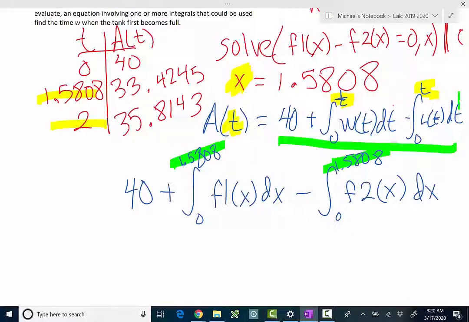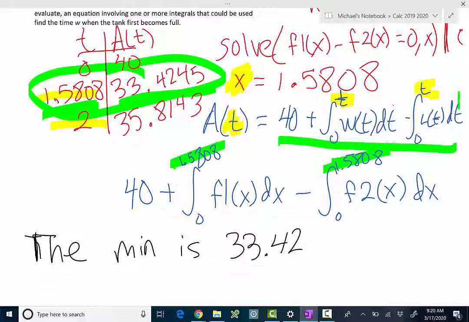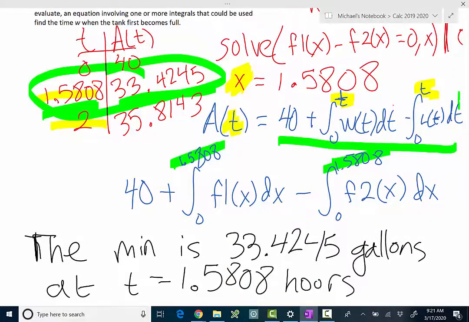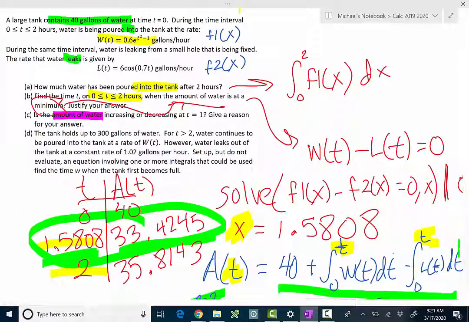So a few people got this explanation part wrong on the test. They did the entire table right, but they messed up their explanation. So an easy way is to just put both, right? The minimum is 33.424 gallons at time equals 1.58. If we write down both of those, we can't get it wrong.